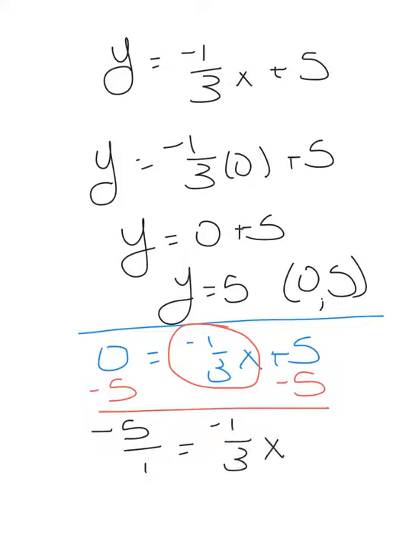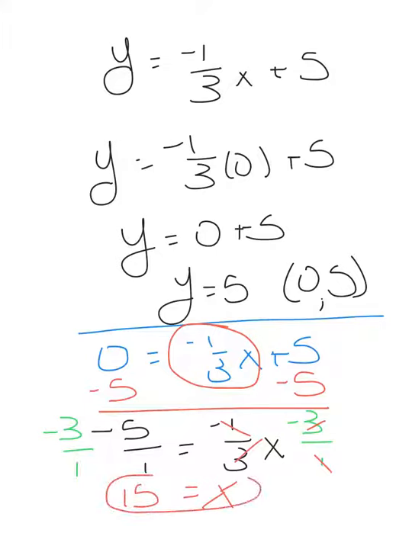1/3 and x are being multiplied. Opposite of multiplication is division, but I have a fraction. To divide fractions, we're going to multiply by the reciprocal. Reciprocal of negative 1/3 is negative 3/1. So I'm going to multiply by negative 3. Your 1s and your 3s cancel each other out, which leaves you with x. 3 times 5 is 15. Negative times a negative is a positive. So this would be the ordered pair 15, 0.